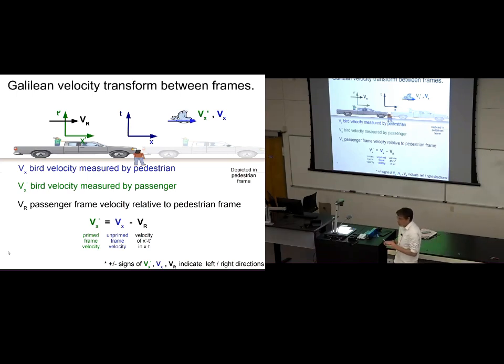And the question I'm posing about velocities is: if we knew the velocity of the bird in the pedestrian reference frame, how would we calculate the velocity of the bird in the other reference frame, the passenger reference frame? So we know Vx, the blue Vx. How do we calculate the green Vx prime? What's the bridge between the two reference frames?